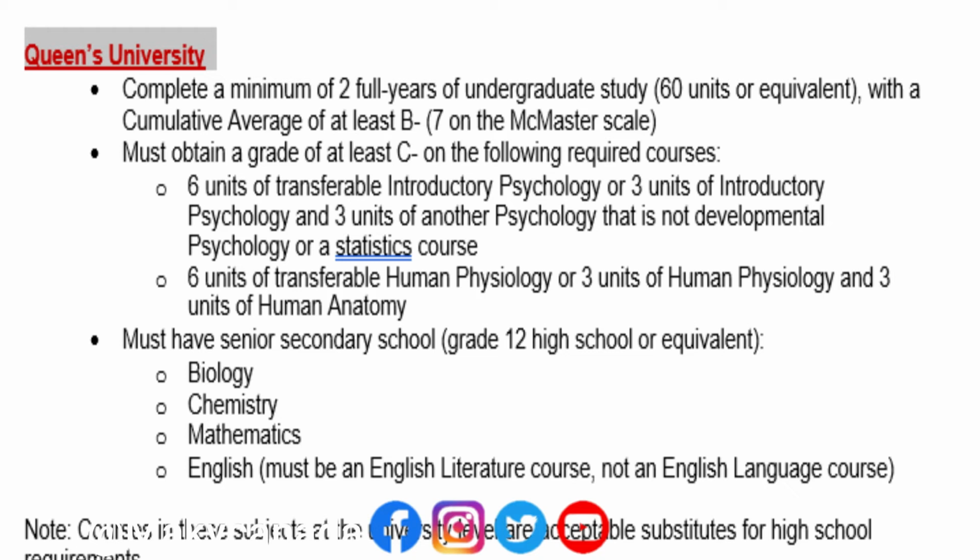It says 6 units of transferable introductory psychology, or 3 units of introductory psychology and 3 units of another psychology that is not developmental psychology or a statistics course. Please guys, don't go into school to get a C- on a prerequisite. I am telling you this, it will be hard for you to get in. Okay, now 6 credits of transferable human physiology, or 3 units of human physiology and 3 units of human anatomy.